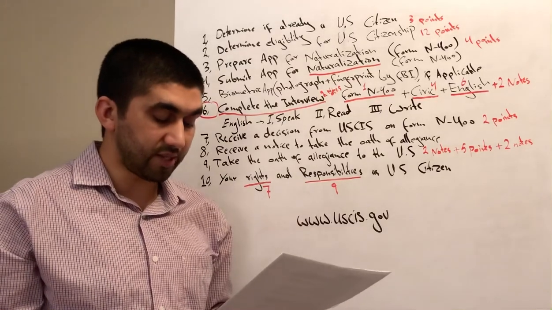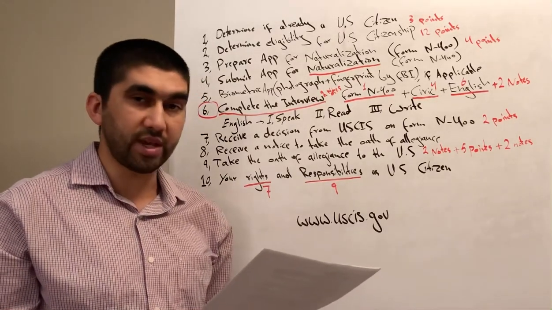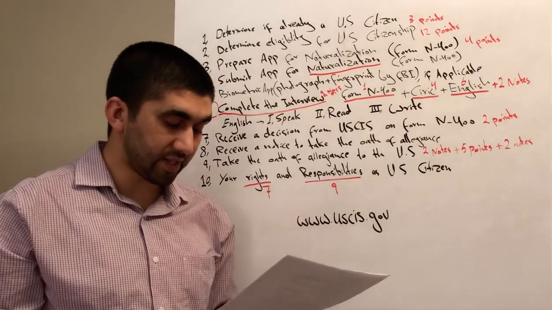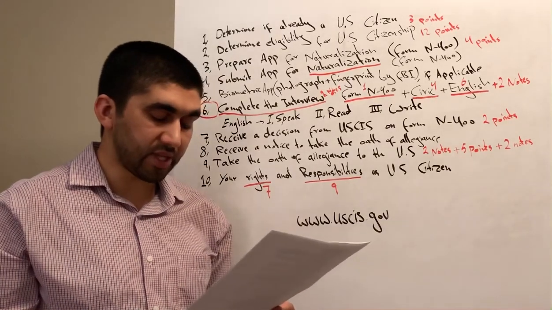Now, number 9 says be able to read, write, and speak English. Number 10 says have a basic understanding of U.S.